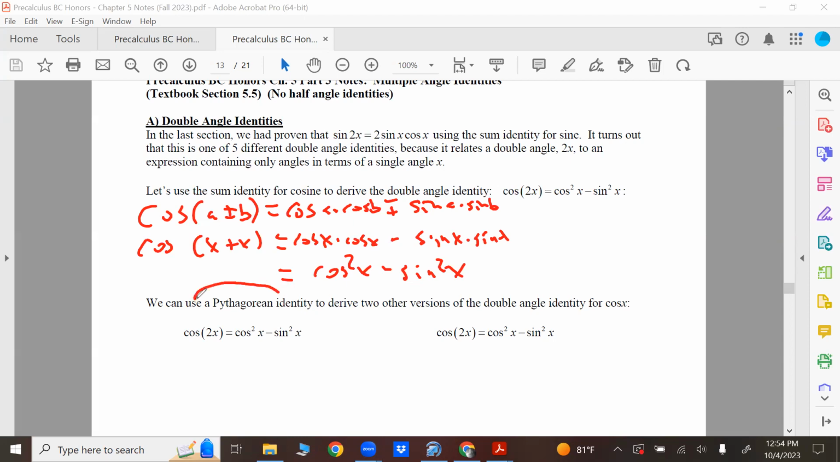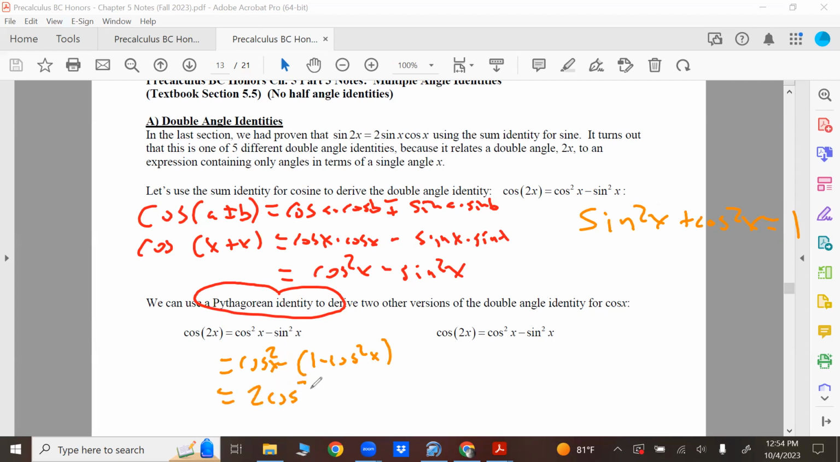Because if you think about the Pythagorean trig identity, we know what that is. We know it's sine squared plus cosine squared equals 1, right? So what if you replace the sine squared with 1 minus cosine squared? What do you get? 2 cosine squared x minus 1. Or what if you replaced the cosine squared with 1 minus sine squared? What do you get now? Yeah, so there's two variations.